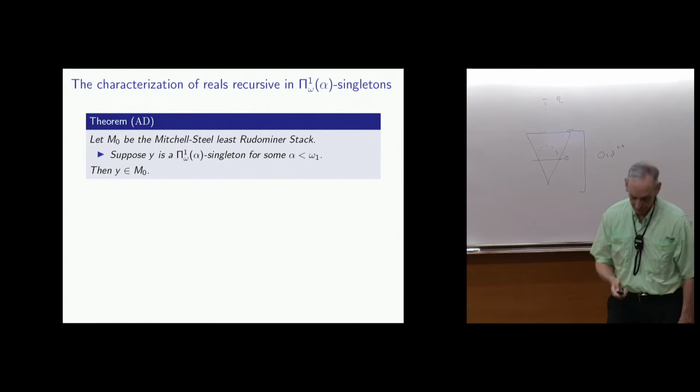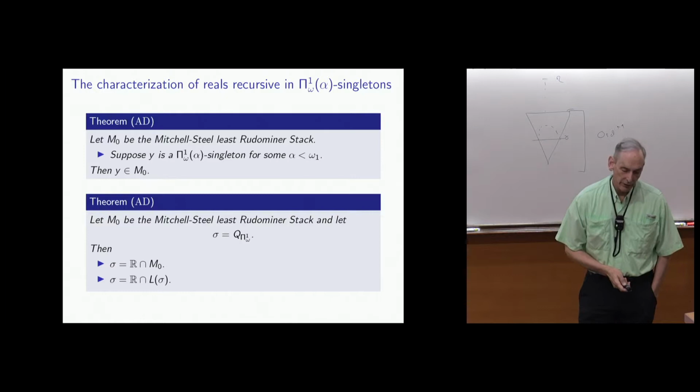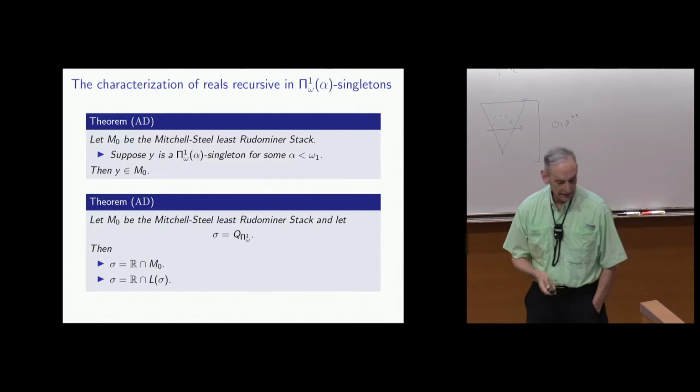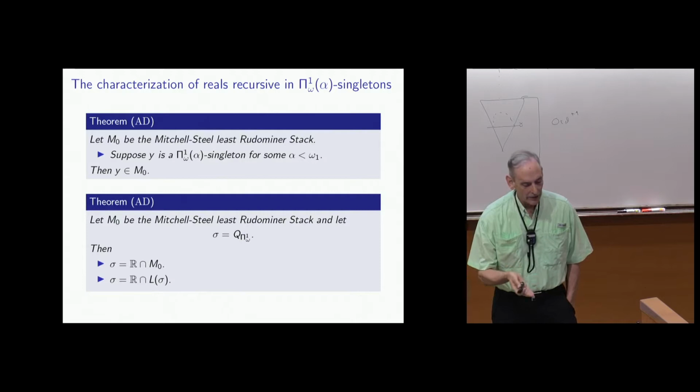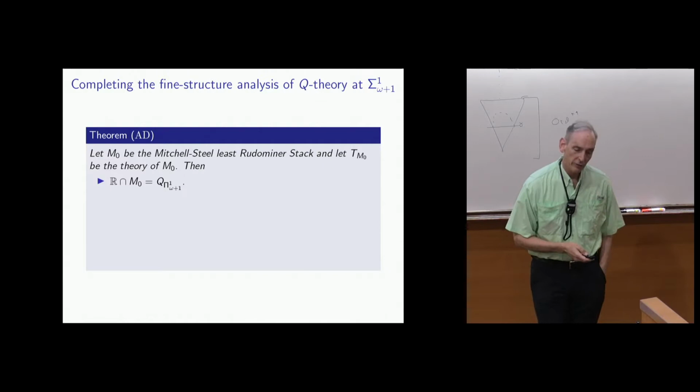Okay, so let M0 be the Mitchell-Steel least Rudimentary stack. Let sigma be Q pi 1 omega. Then sigma is the reals of M0, and sigma is the reals intersect L of sigma. Okay, so now the fine structure theory has provided an analysis of Q at the omega level, but the machinery gives you a new theorem. So first, we can complete the fine structural analysis of Q theory at sigma 1 omega plus 1.